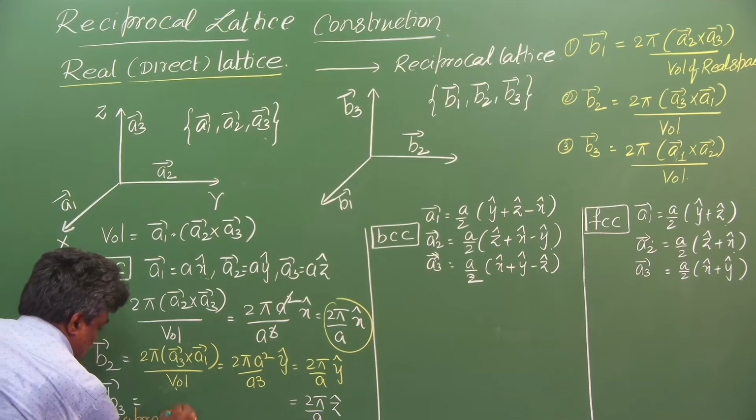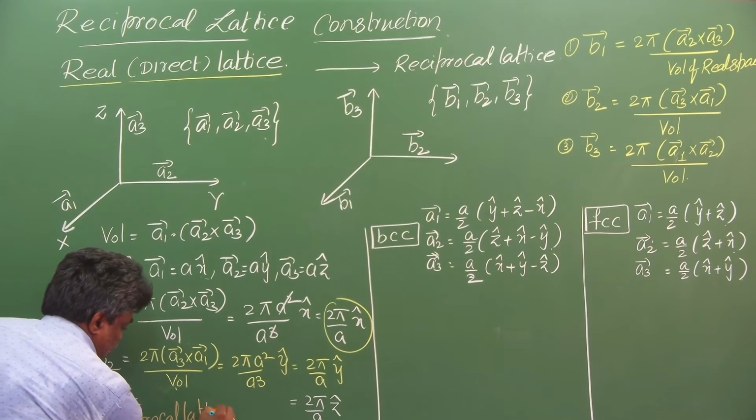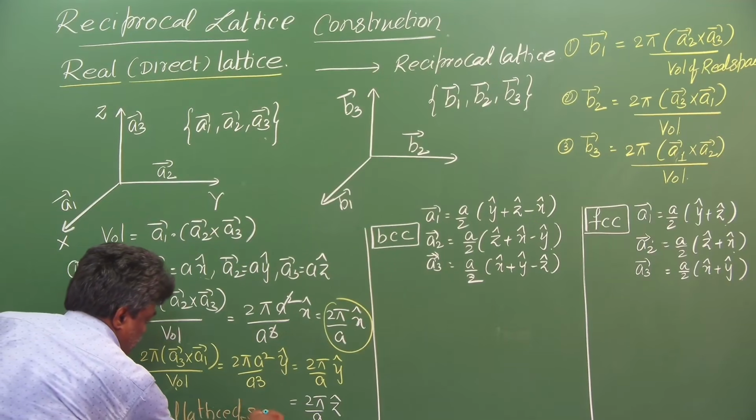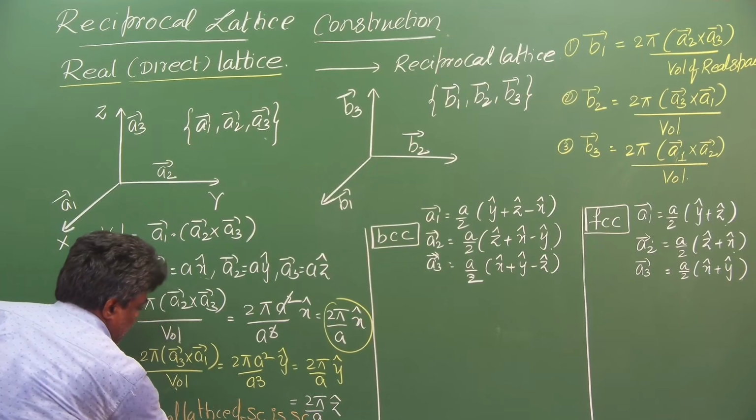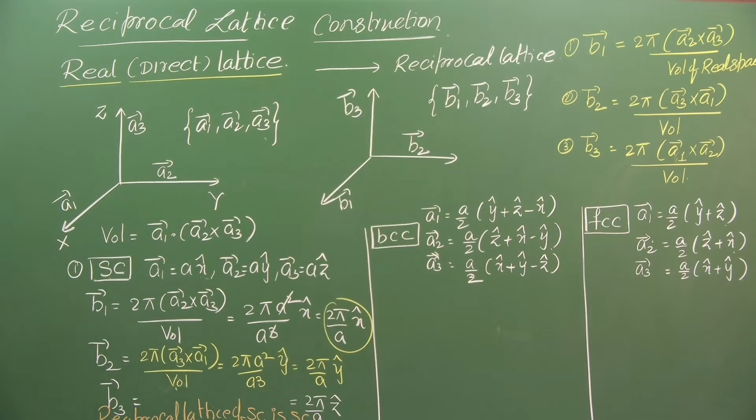The reciprocal lattice of a simple cubic is a simple cubic. Like that, find the reciprocal lattice of BCC and FCC. Make it fast.